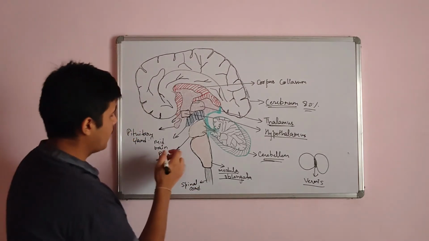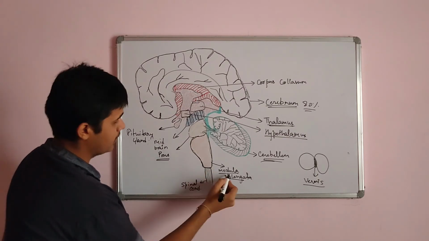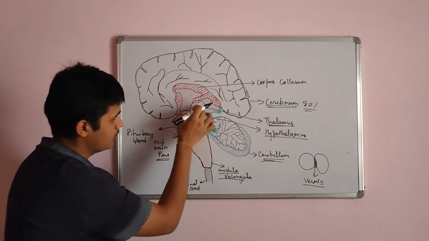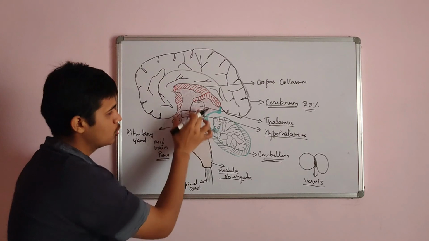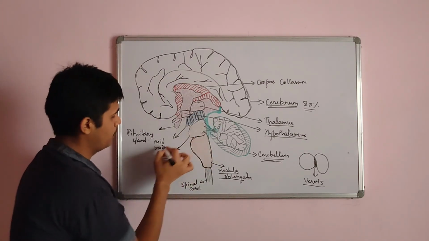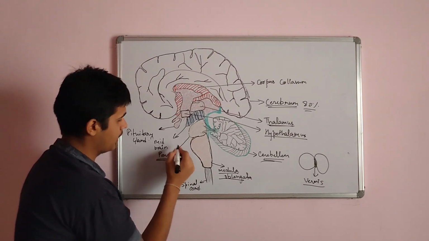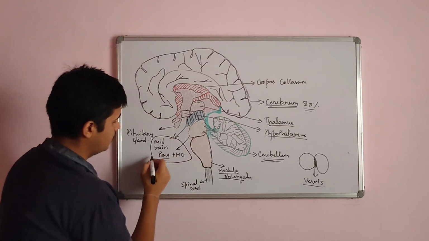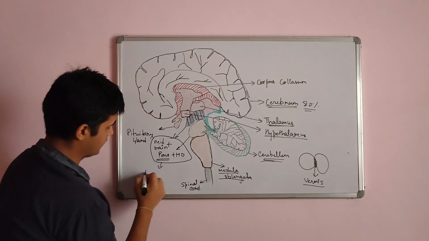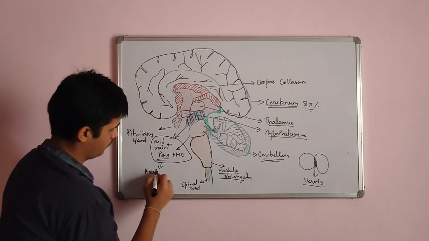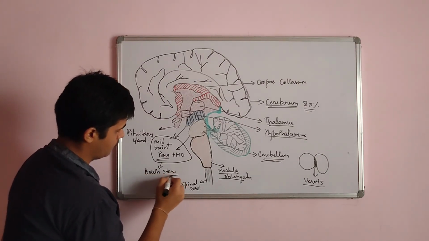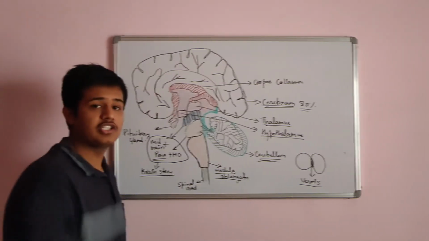And one more thing, the midbrain, pons and this medulla oblongata together form a stem-like structure. So we call it the brain stem. Midbrain, pons plus medulla oblongata, these three together we call the brain stem. So this was about the structure and function of the brain.